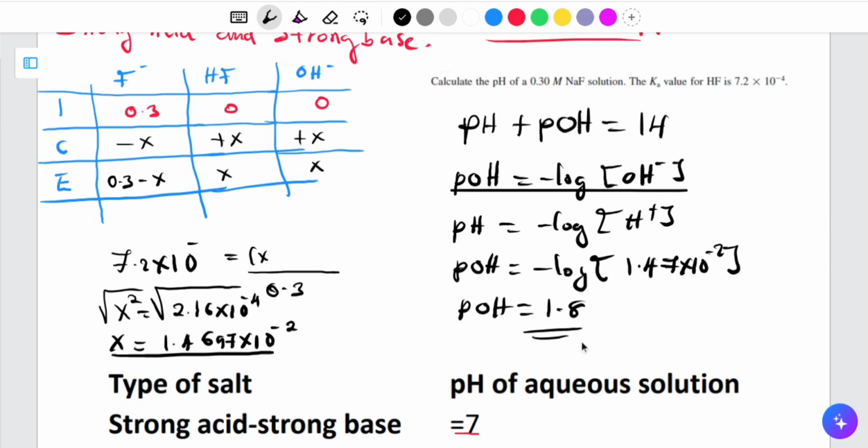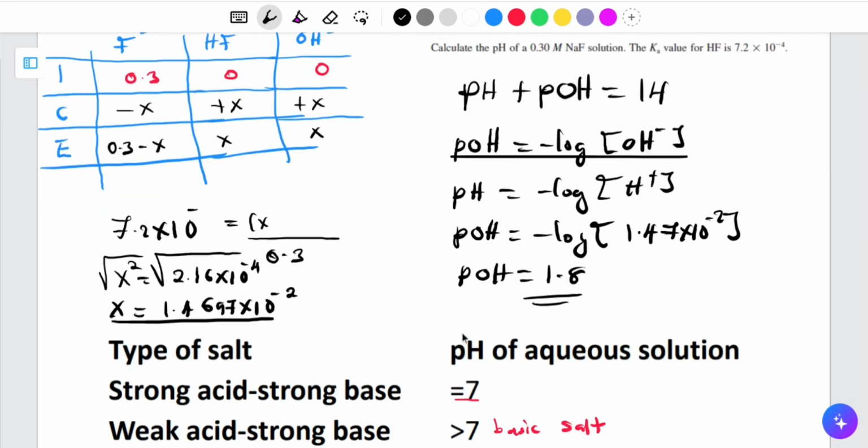So finding the pH, I'm just going to say pH is going to be equal to 14 minus the same answer which I have. Then I'm going to have 12.2 as my pH. So this is how you're supposed to answer this one.